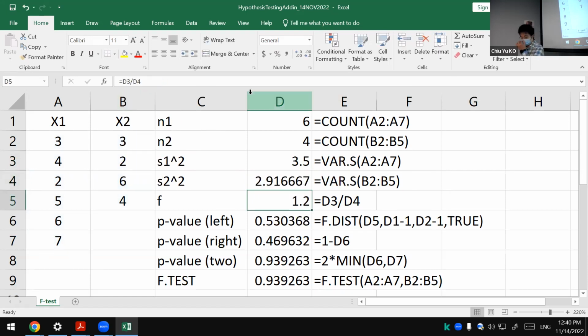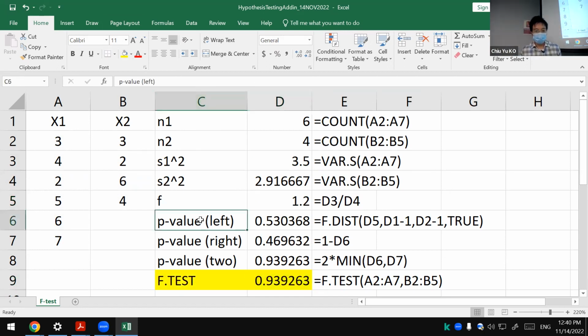Okay. So it should give you the same result. This is the way you can do it directly, right? Or you can do it the way we do here, just step by step. Okay.